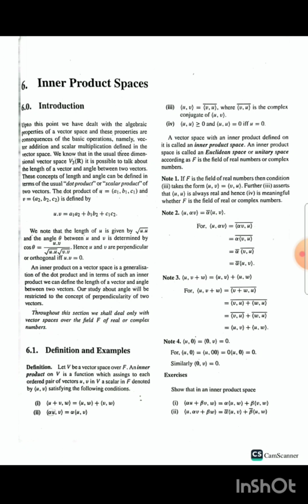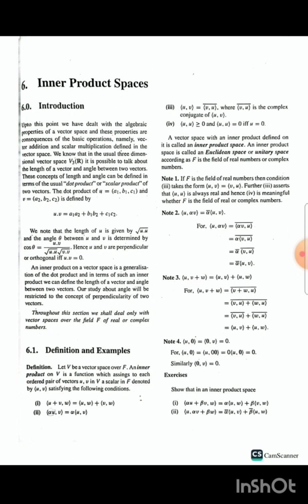In note 2, if we take the inner product of u, alpha v, the scalar alpha is in the second position. So if we take it outside, obviously it will be converted into the conjugate, so alpha bar times the inner product of u, v.